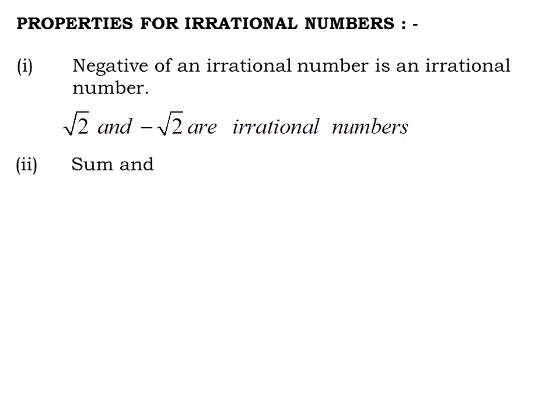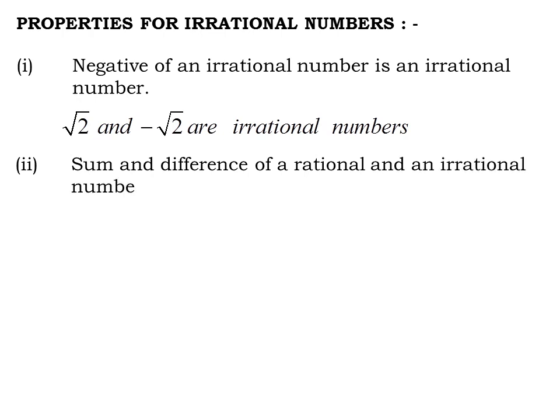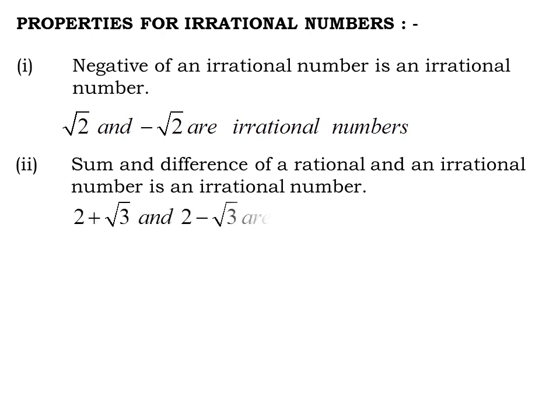Now the second property. The sum and difference of a rational number and an irrational number is an irrational number. So whenever you are adding or subtracting a rational and an irrational number, the resultant number is always an irrational number. Let's take an example: 2 plus root 3 and 2 minus root 3 are irrational numbers.